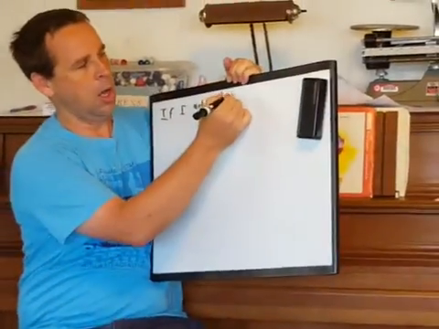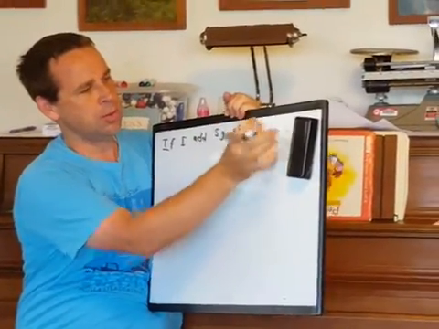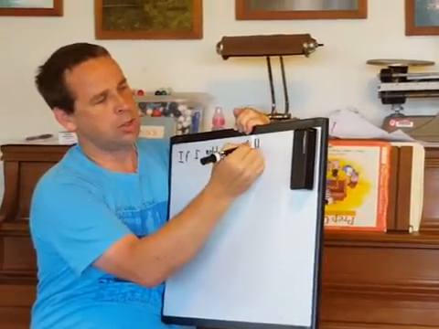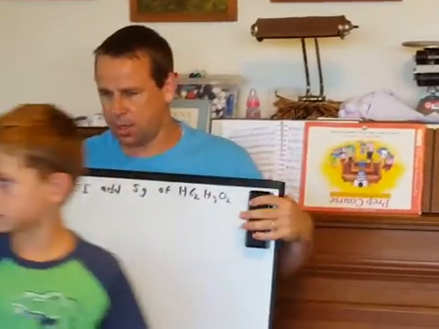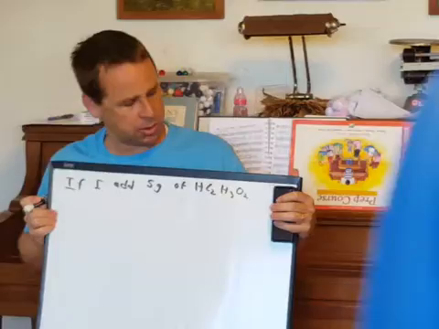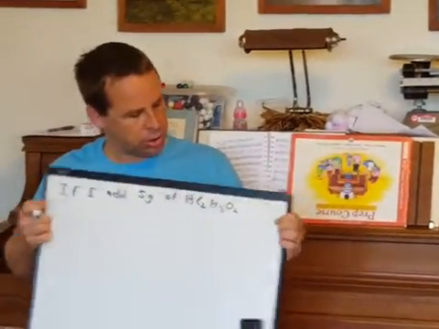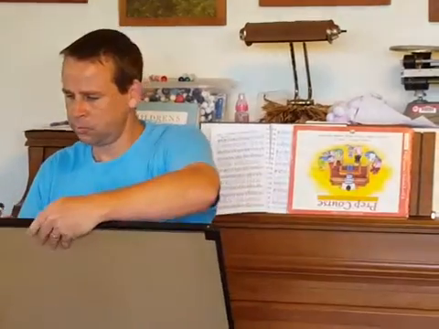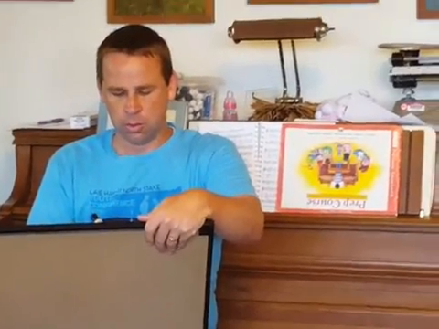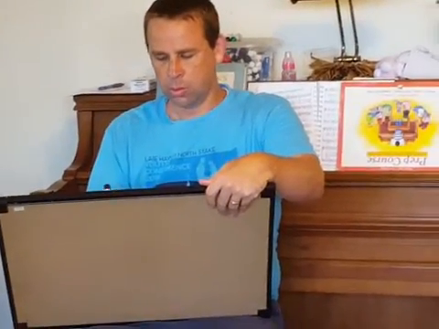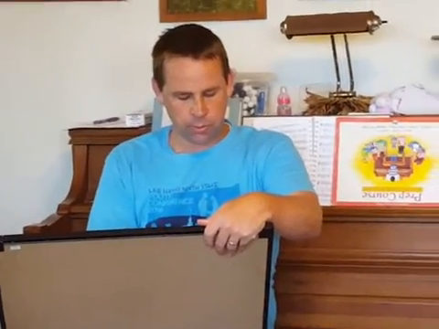Okay, of C2, oops, HC2H3O2. If I had 5 grams of that stuff, okay, 5 grams of that stuff, added to 1 liter of water, what will the molarity of the solution be?